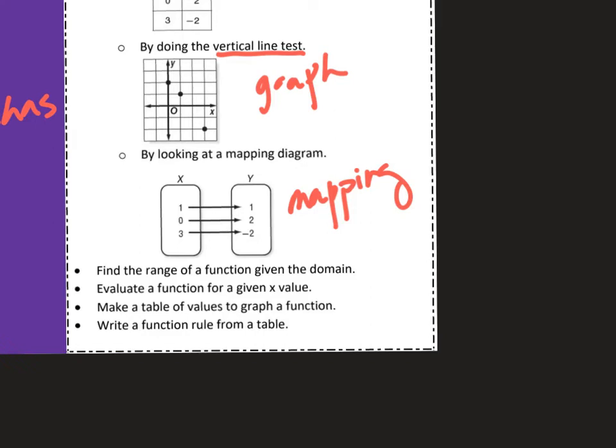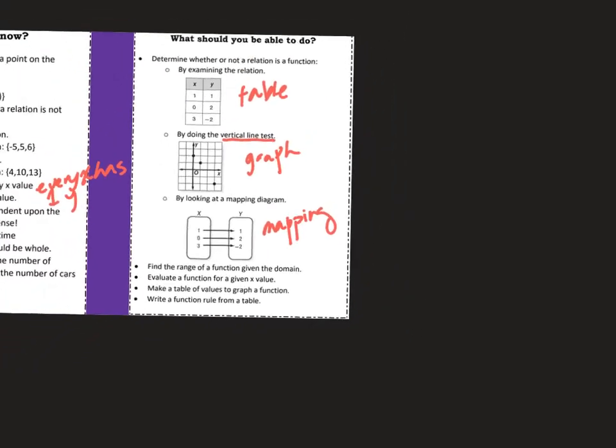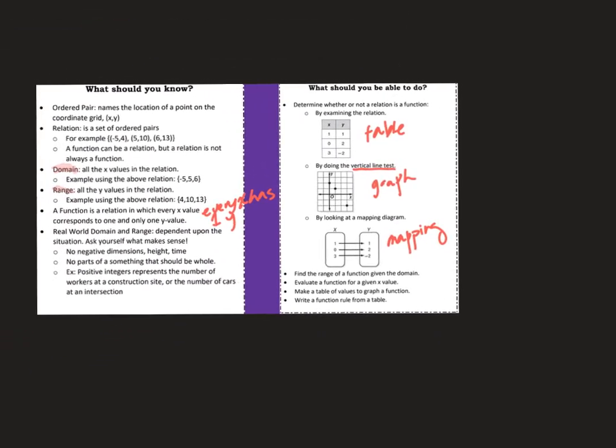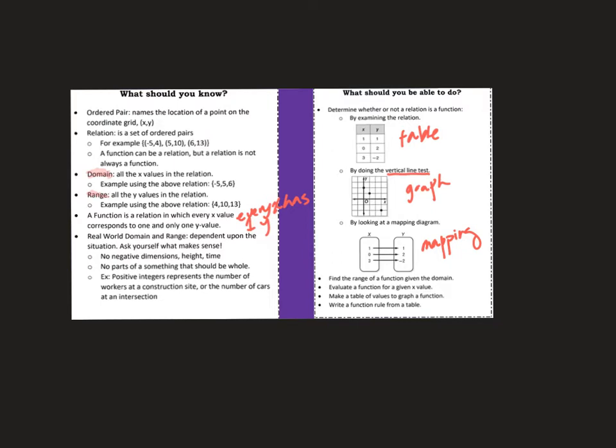In addition, you should be able to find the range of a function given the domain, evaluate a function for a given x value, make a table of values to graph a function, and write a function rule from a table. So if we know how to do all of this, you are so set for the TAFE exam with questions regarding functions. So let's actually test where we're at right now. If you went through this list and you're like, I have no idea what any of these words means, just stop and go to those review videos that I talked about. Do some of those review practice problems that are on the website, okay?